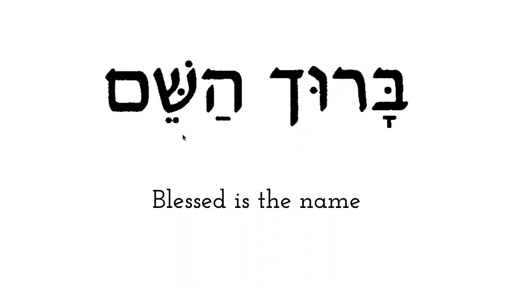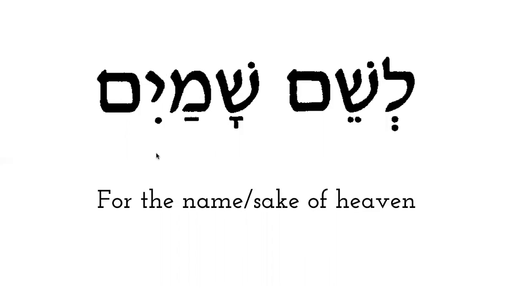Baruch Hashem is a common phrase that is said when someone is happy about something, and it means blessed is the name. It's a common praise to God. Baruch Hashem, blessed is the name. L'shem Shemaim, literally for the name of heaven, or for the sake of heaven. L'shem is for the sake, or for the name, and Shemaim is heaven.